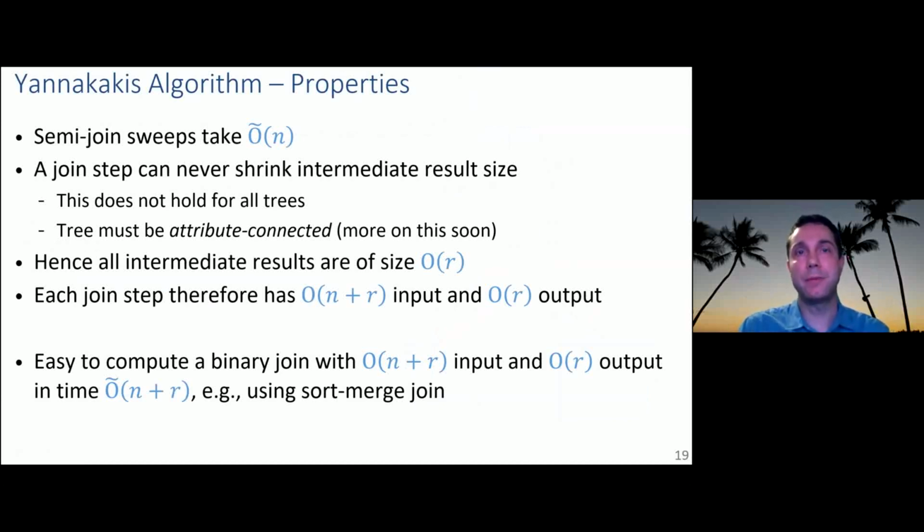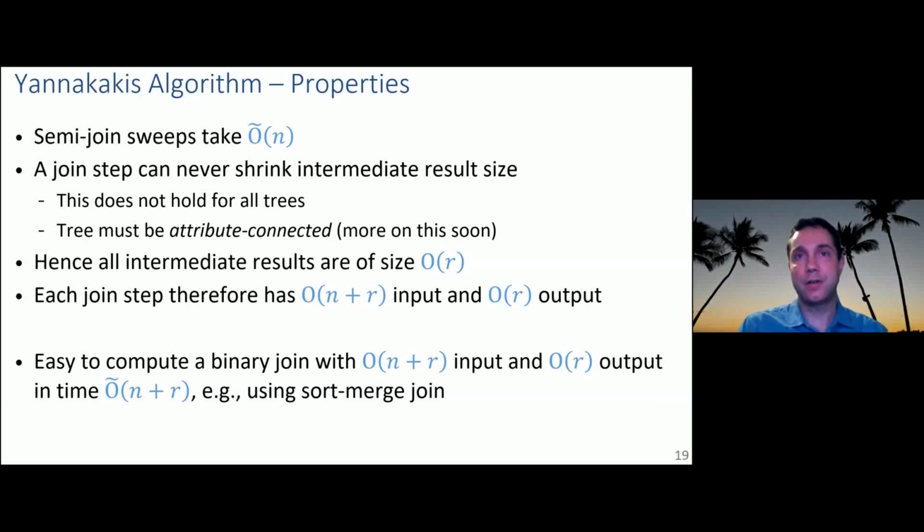First of all, the semi-join sweeps take order n, so it's very cheap to do that. Now, the join steps always guarantee that everybody has at least one join partner on the other side. That means that no intermediate result can be larger than the final result, because in every step, the result can only grow. And this is really important because now we know that none of the intermediate results can be larger than R, the final result size. And that means every intermediate join step is between an input of size order n plus R, and creating an output of size order R.